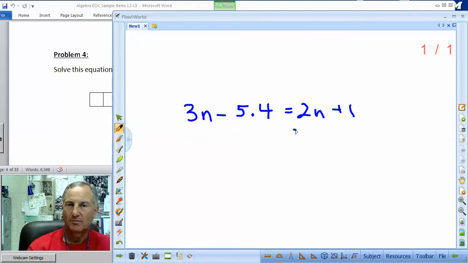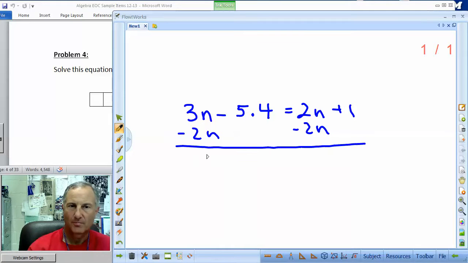I've got n's on both sides. I'm going to subtract the 2n over because it's positive here. So I got to do the opposite operation to bring it over. N minus 5.4 equals 1. Add the 5.4.